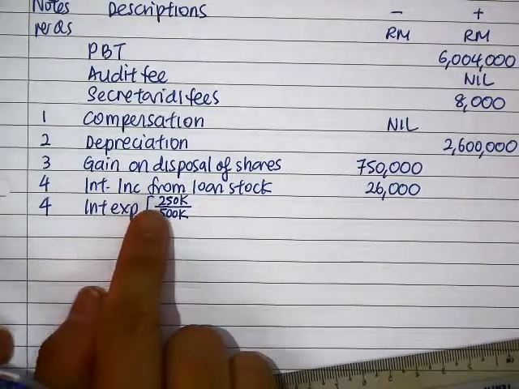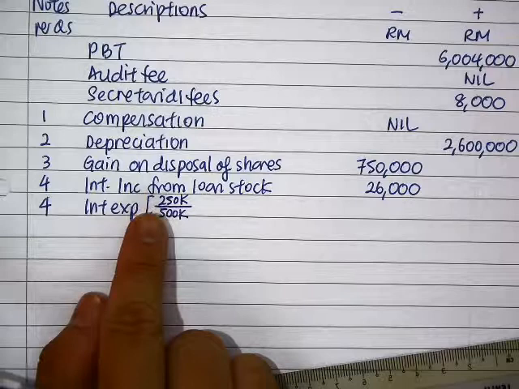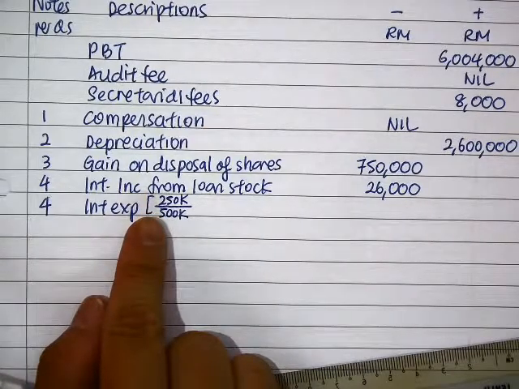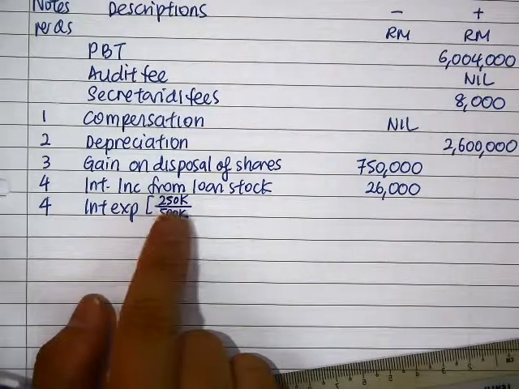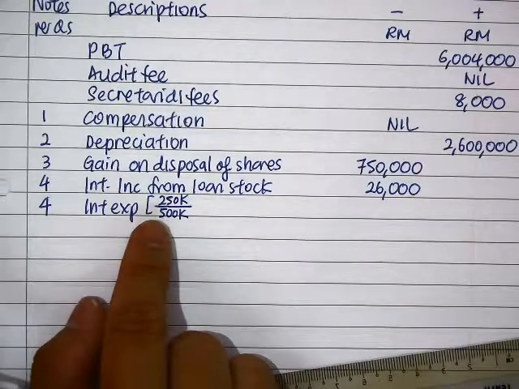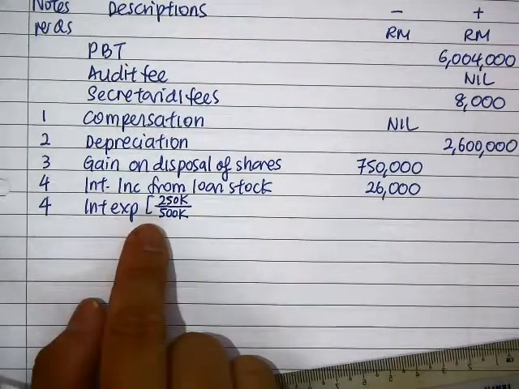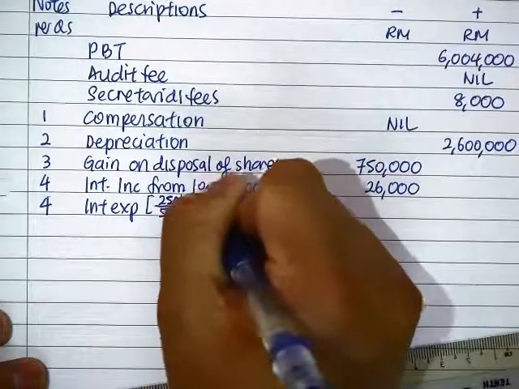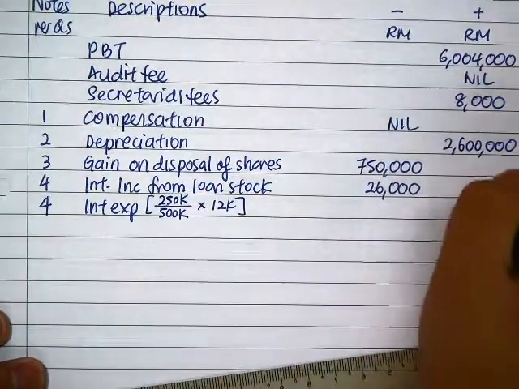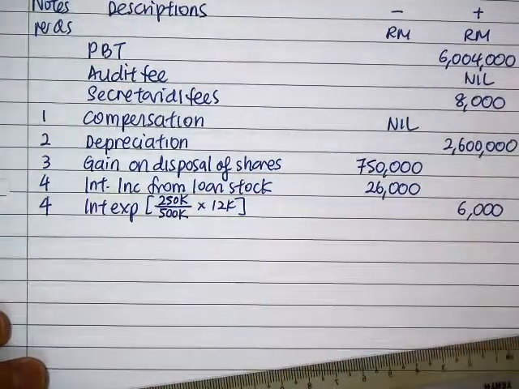This 250 is the amount you use to buy the loan stock. The other 250 is not mentioned. Not mentioned means you must have used it for the business. So that's why the one you claim, no problem. So we multiply by 12,000. So we must add back 6,000.